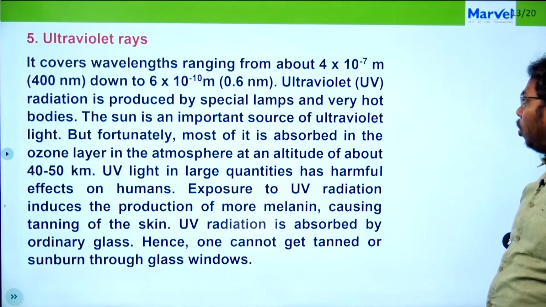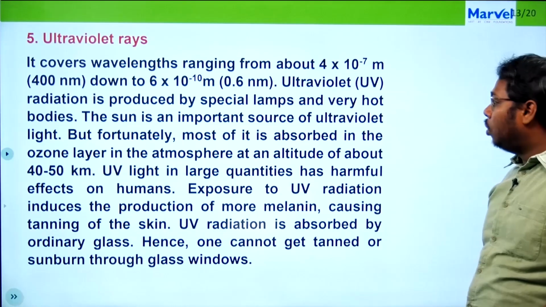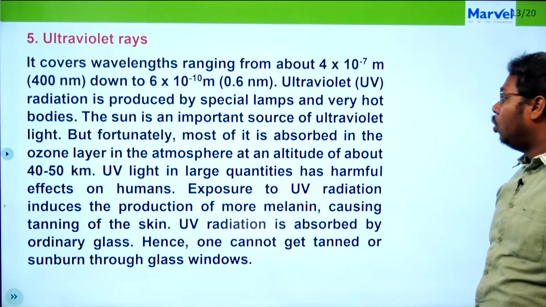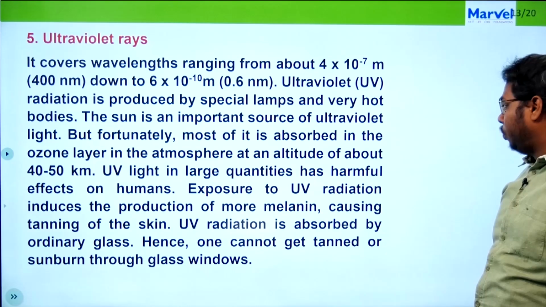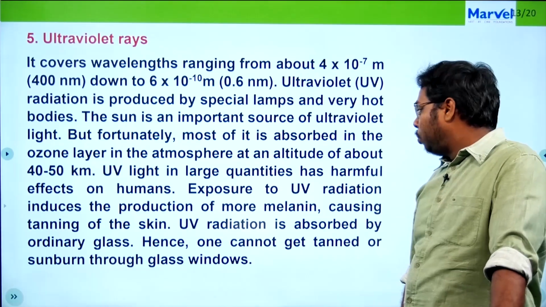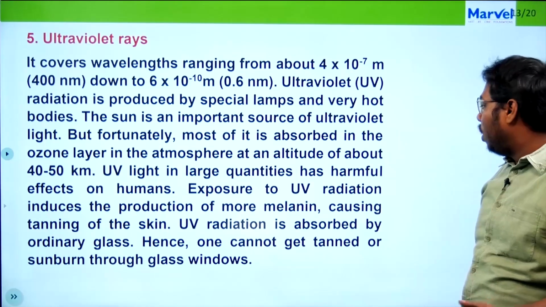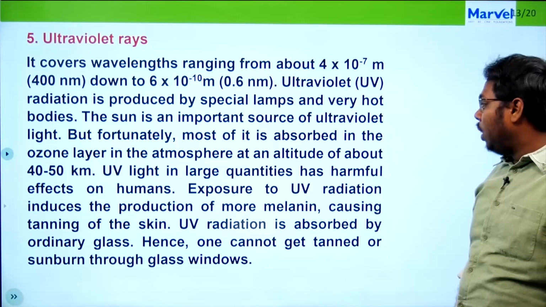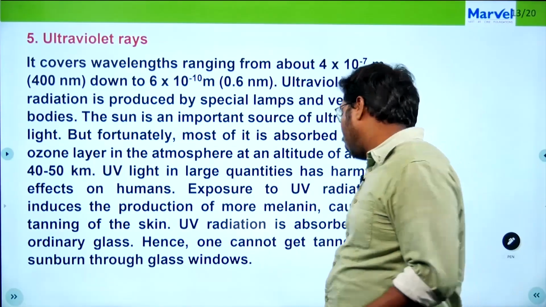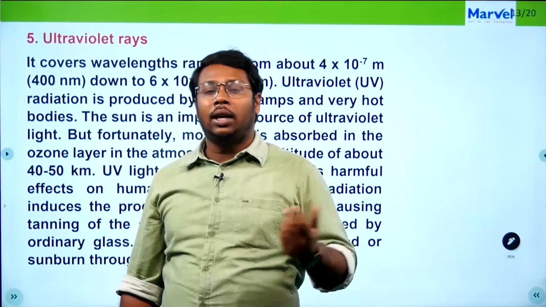The sun is a very important source of ultraviolet light, but fortunately most of it is absorbed in the ozone layer in the atmosphere at an altitude of about 40 to 50 kilometers. UV light in large quantities has a harmful effect on humans. Exposure to UV radiation induces the production of more melanin, causing tanning of the skin. UV radiation is absorbed by ordinary glass. Hence, one cannot get tanned or sunburned through glass windows.